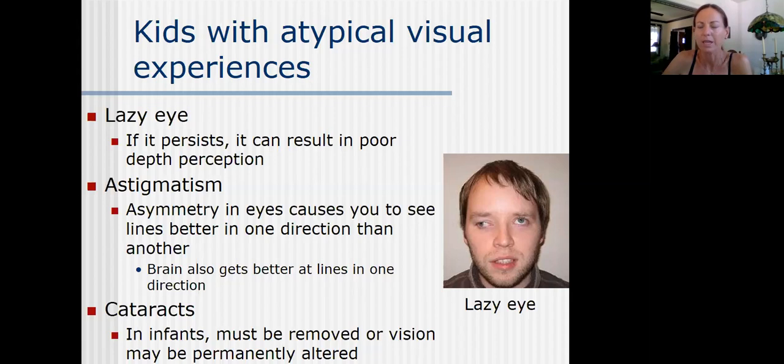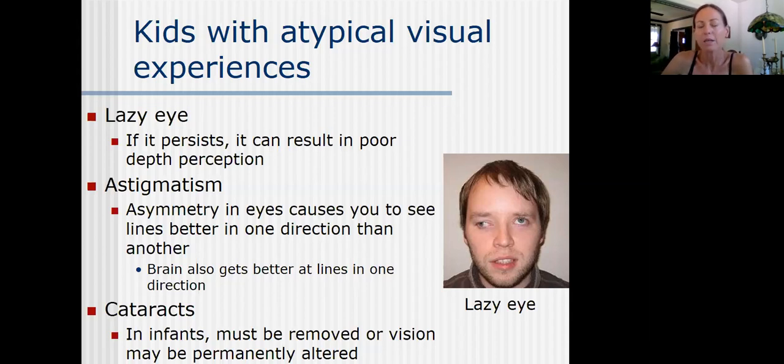And if your child has glasses, make sure they wear those glasses, because we have to correct those problems right away. The astigmatism will cause your eyes to see lines better in one direction than another. But the problem is, if you put up with that and you continue with the astigmatism as a baby, as a young child, your brain will get better at lines in that direction. And then once you correct the astigmatism with glasses, you have the problem of the brain doesn't work right.